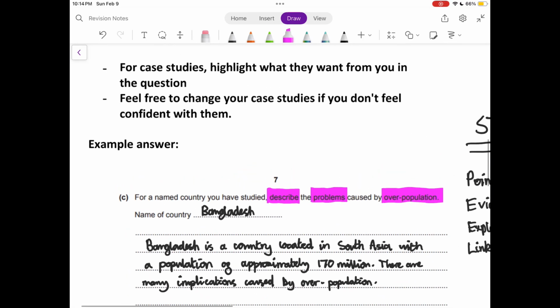And this is also a tip, but it's kind of an optional tip, I guess. So feel free to change your case studies if you don't feel confident with them. This is because Cambridge IGCSE is a global exam board and they recognize a lot of case studies around the world. So if you feel that you're not confident with the notes you have for your case studies, you should change them so that you are talking about something you are more confident with and are more likely to score more marks on.